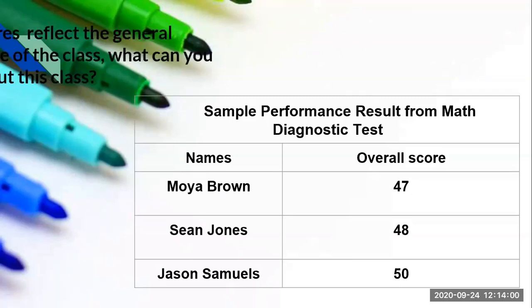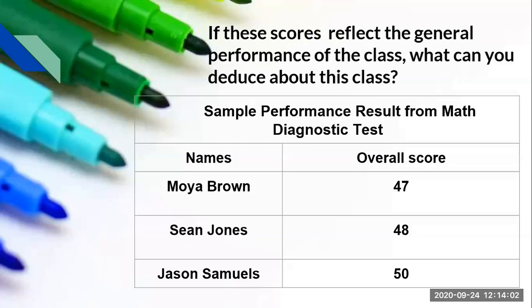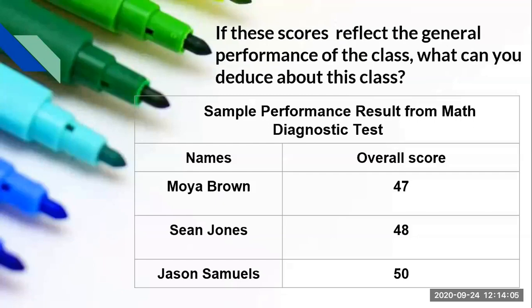Here's a table with the list of scores from Mrs. Young's class. We pulled 3 students from the class. We have Maya Brown, who has an overall score of 47, Sean Jones, who has an overall score of 48, and Jason Samuels, who has an overall score of 50.